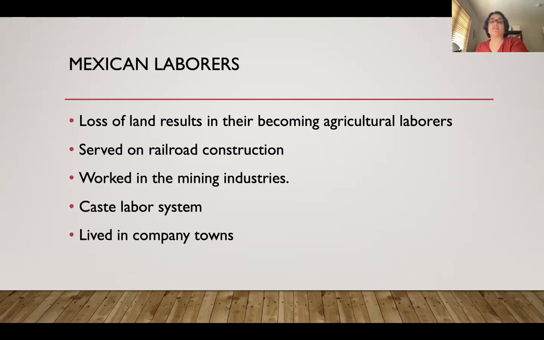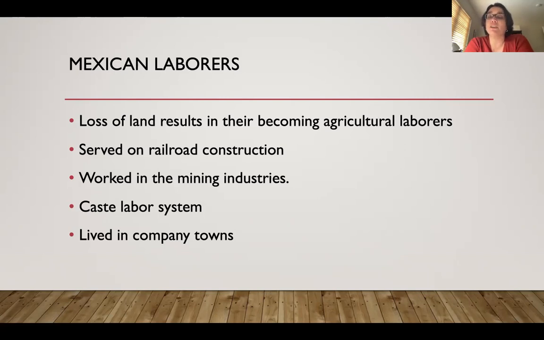The loss of land results in their becoming agricultural workers. In the 1880s, Mexicans become the largest workforce in building the Texas and Mexican Railroad. Many found themselves in a caste labor system where Anglos were paid more than they were for the same work, or they were assigned to more dangerous jobs. Many lived in company-owned towns relying on the company store and found themselves owing the company more than they earned.